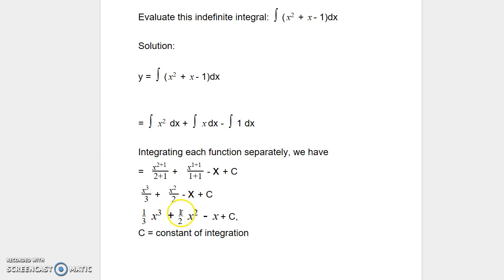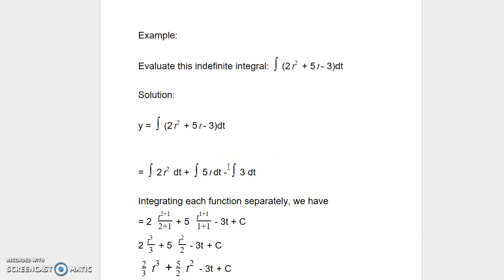We can also write the solution as shown here: 1 over 3 x cubed plus 1 over 2 x squared minus x plus c. This and this is exactly the same. So you can either represent your solution in this format or in this format. It is exactly the same. We want to make sure that we always add the c to the end of the solution when we complete the integration process. Let's look at another example.